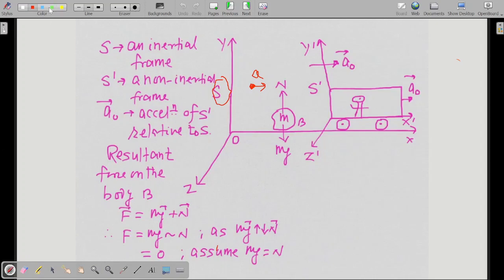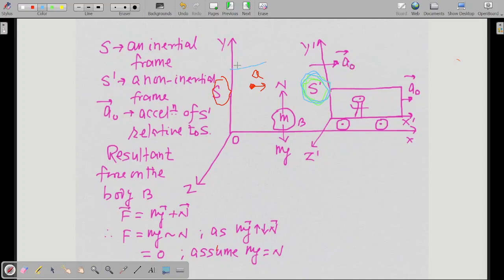Let me show the non-inertial frame with a green color. So I have shown the non-inertial frame with a green color over here. Okay, let us show it with blue color because I think green color is not properly visible. So let us show it with blue color. So S prime is the non-inertial frame which I have shown with a blue color.